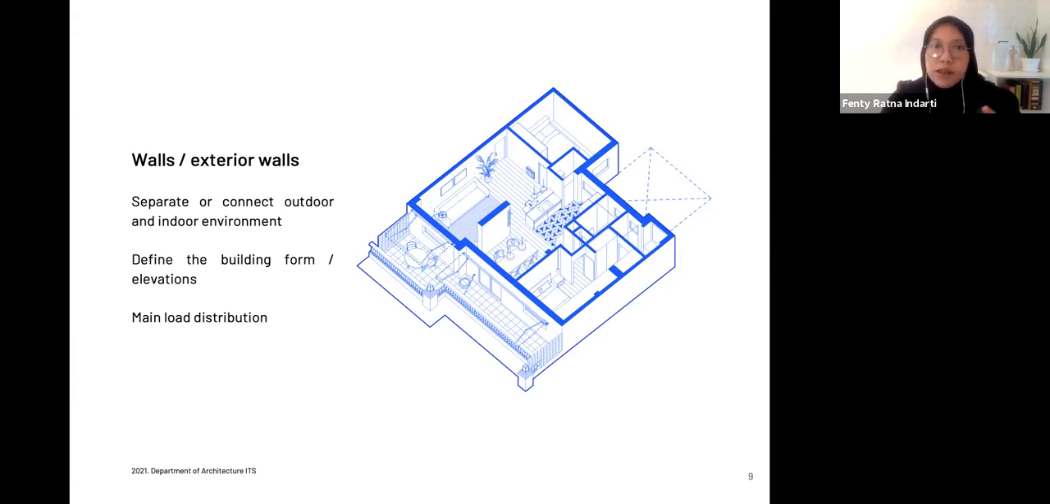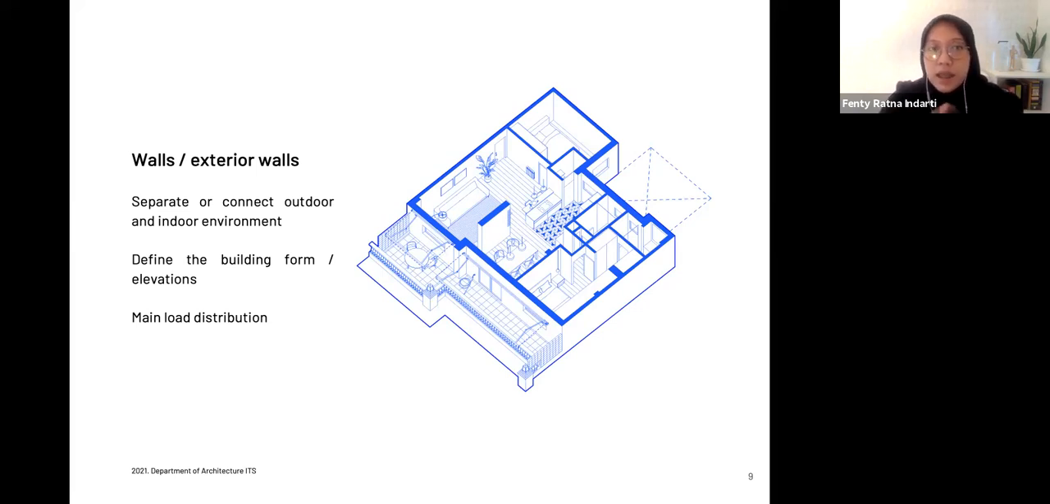If you take a look at the walls available in Indonesia, you can understand that usually in order to achieve low energy consumption, or what we call a passive system, which you will learn in the next semester, we are trying to connect the outdoor with the indoor environment. So it doesn't have to be a separation.